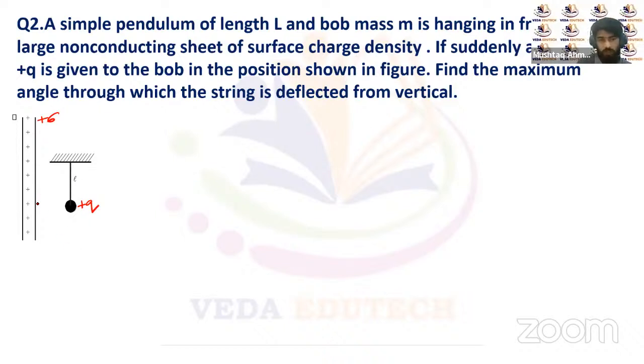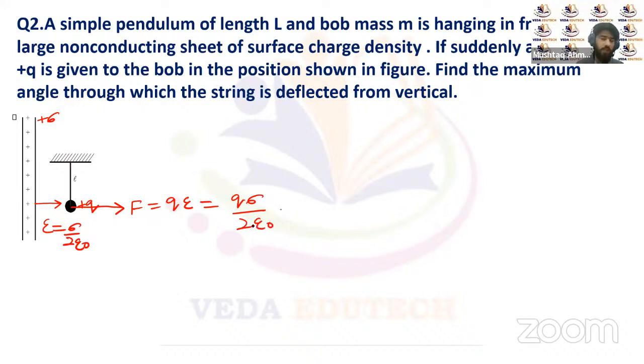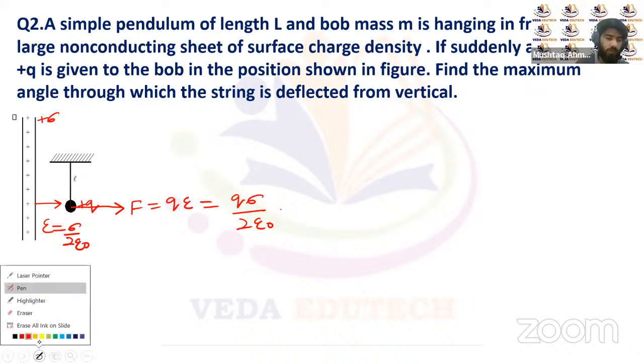Because of the electrostatic field due to this infinite sheet. The electrostatic field because of this infinite sheet is sigma upon 2 epsilon naught, and it's along this direction. It means the force experienced by this charged particle q will be along this direction. That will be charge multiplied with electric field, q sigma upon 2 epsilon naught. So this will be the force experienced by this bob, and when this force acts on it, the bob will deflect.